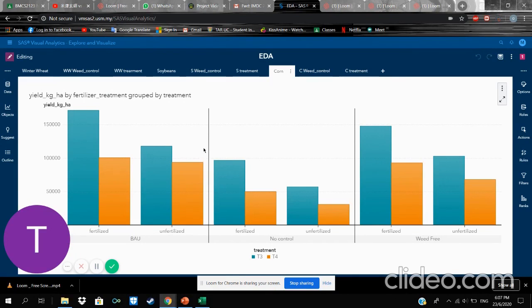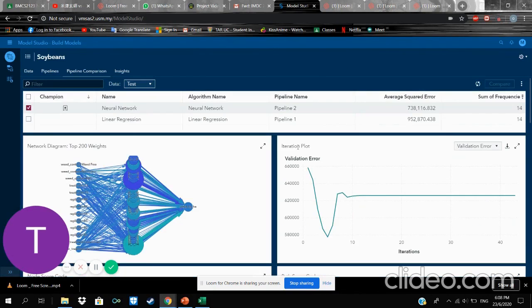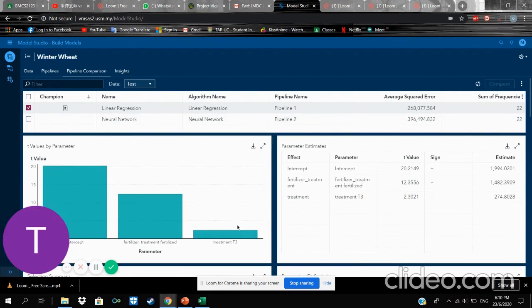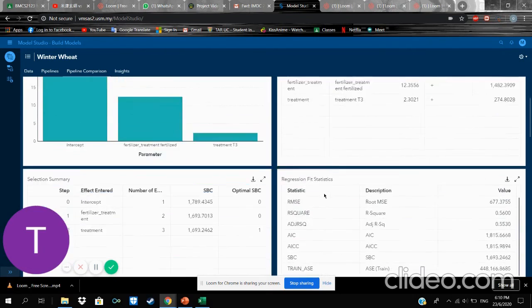Now I will show you the trained model of different crops. So this is the algorithms for soybean, which is neural network and linear regression. It can be seen that neural network performs better. As for corn, the linear regression performs better than neural network. And for winter wheat, linear regression also performs better than neural network.